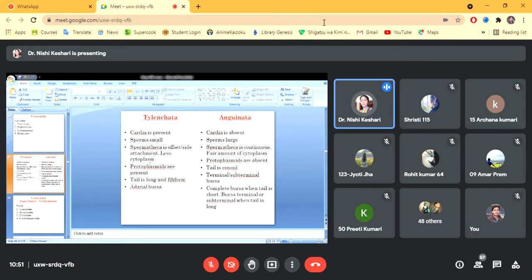So it is not continuous in Tylencata, it is just offset, means it is just like an attachment to the main reproductive system. But here it is continuous and it is having a fair amount of protoplasm. The tail is conoid. Here the tail is long and filiform, means Tylencata have very long and filiform tails.